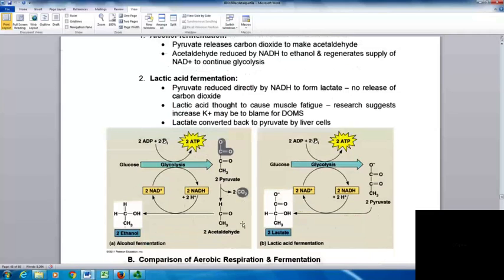With lactic acid fermentation, you're going to have the glucose be converted into pyruvate through glycolysis, and then the pyruvate will be directly converted into lactate. When you take the pyruvate and make it into lactate, you're going to take the 2 NADHs and turn them into NAD+. So again, here you can have the NAD+ be available to sustain glycolysis.